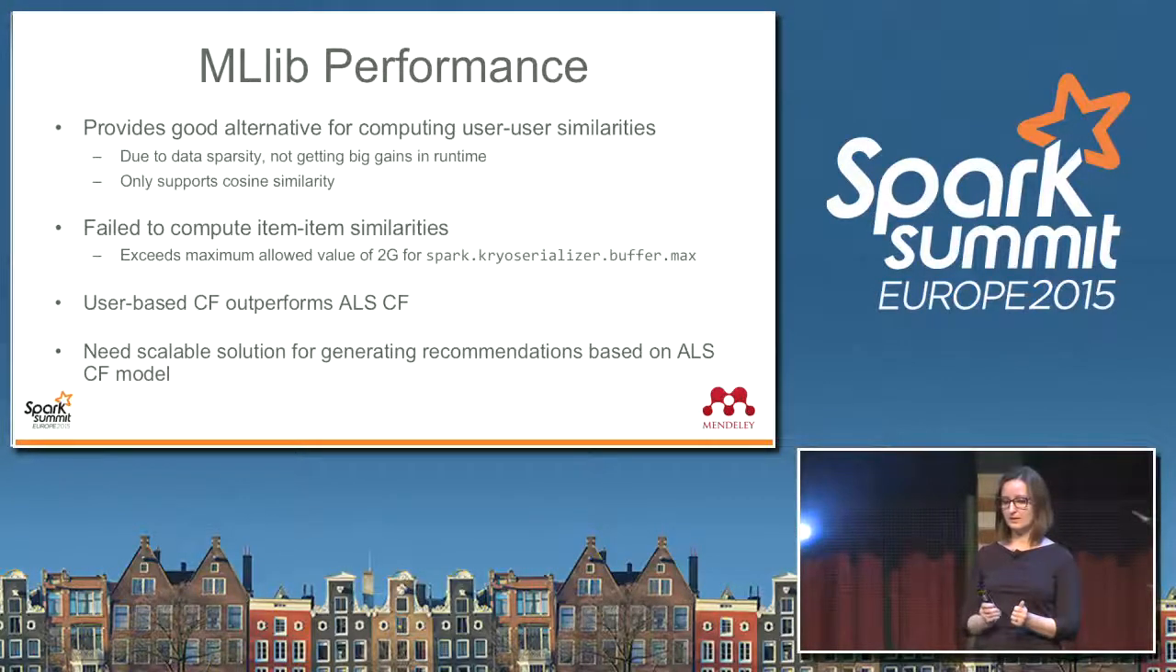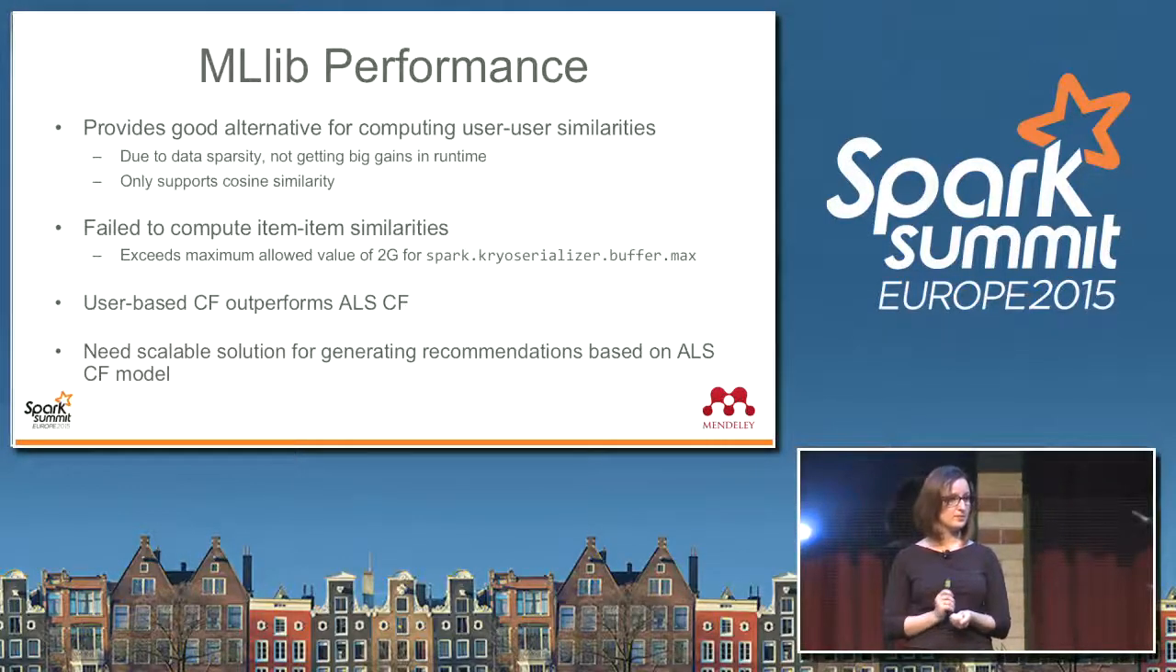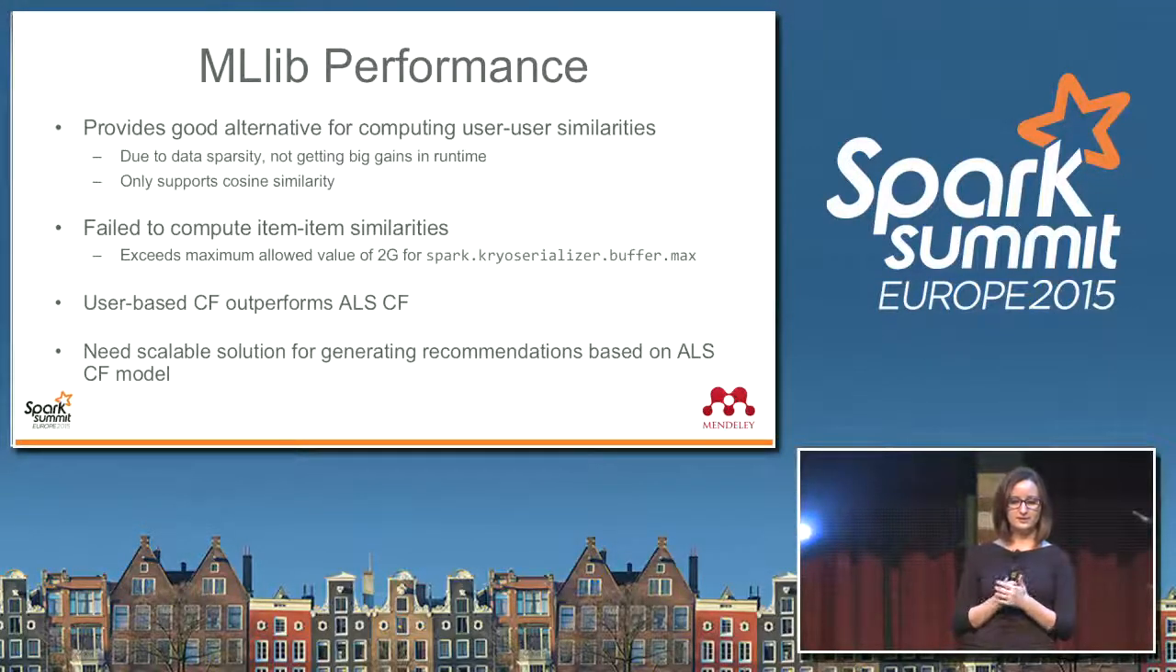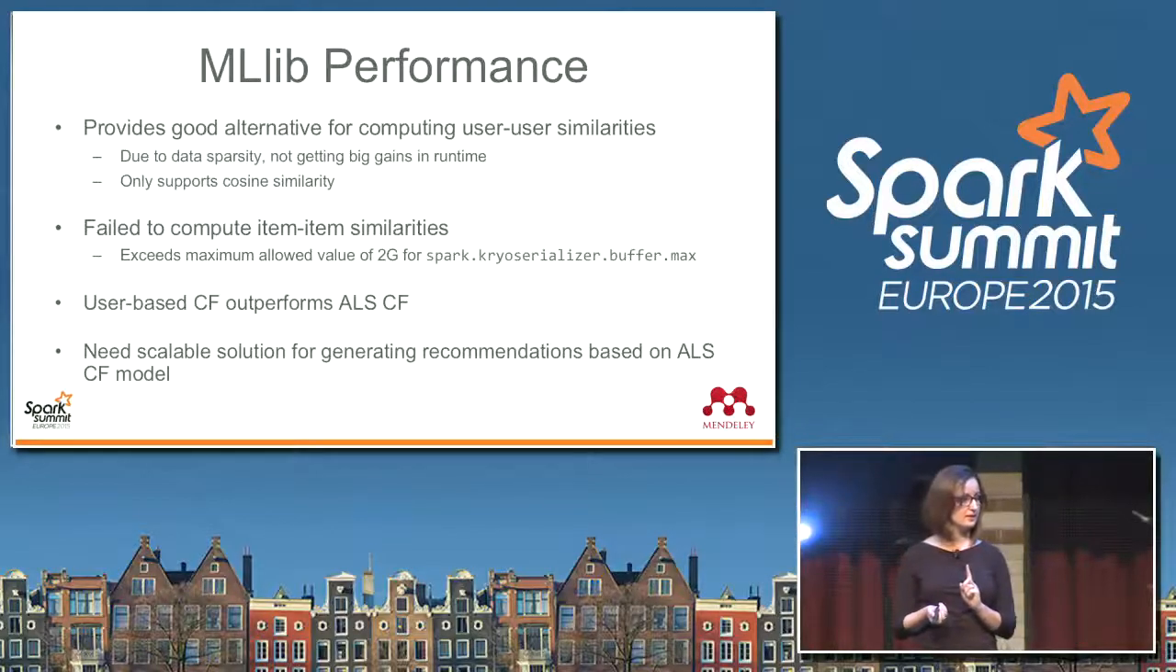To summarize, MLlib with DIMSUM gave us a good alternative for doing user-based collaborative filtering. I didn't mention that we didn't manage to run item-item similarity with DIMSUM. One of the reasons was that it was trying to serialize an object larger than 2 gigabytes, and then it would fail. When we tried to increase the maximum Kryo serializer buffer to more than 2 gigabytes, at least when we tested it about a month and a half ago, it seemed to be a hard-coded boundary.